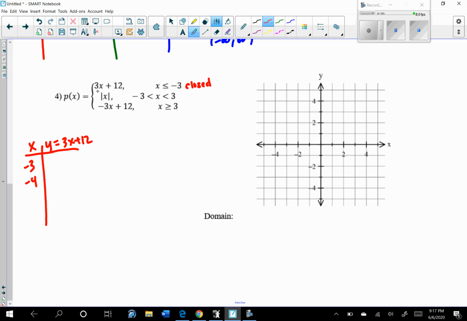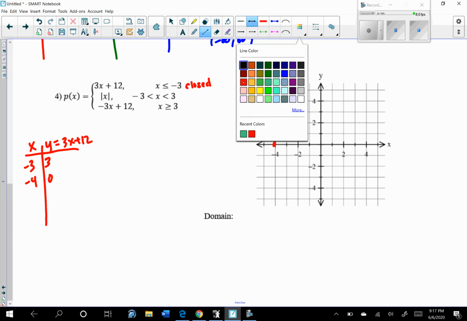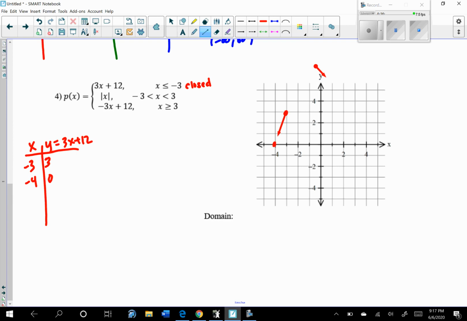If I plug negative 3 into that top equation, negative 3 times the 3 would give me negative 9 plus 12 is 3. If I plug in negative 4, times 3 is negative 12, plus 12, which is 0. So on my graph, I have negative 3, 3, and we know this is a closed circle. Then I have negative 4, 0, and this is linear, so I can use my ruler to go ahead and graph my line, which would go this way.